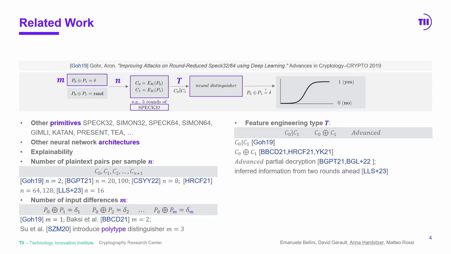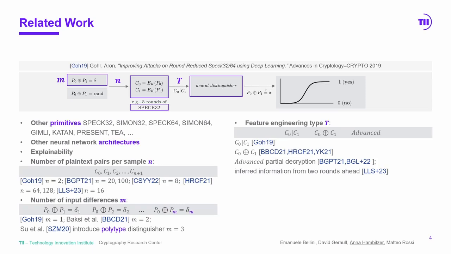They have applied feature engineering that's conventionally used in machine learning to make your raw data set more amenable to the neural network. One feature engineering type we can naturally think of is to pass the XOR of the ciphertexts. In many cases that will speed up the training, but at the cost that we now lose information, so it's a trade-off. People have also used advanced methods of feature engineering, for example, partial decryption.